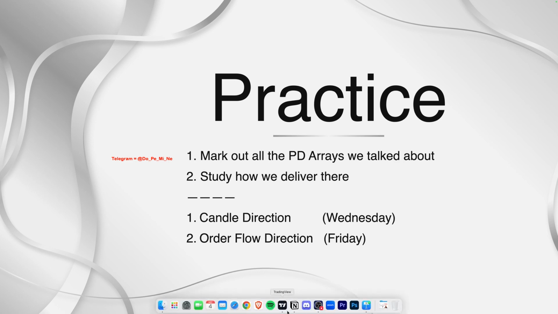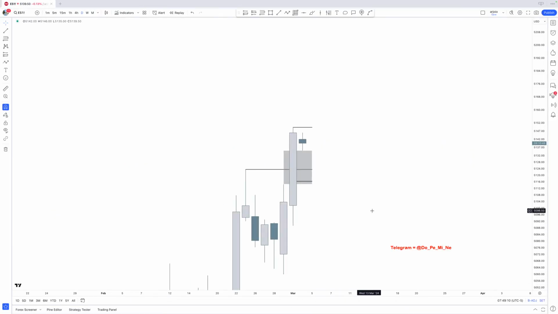But by marking out PD arrays at first, and to be honest and to tell you, this is how I came to the understanding. This is where it all started for me. Whatever I did and how I did it, when I got to my understanding, is the first thing I did. I got to the understanding of PD arrays and I marked out every single PD array that I knew of in my chart and that I wanted to use. And then eventually it becomes studying how we deliver there, how we use those PD arrays. So by first being aware of all the PD arrays we have and then seeing how we react off of those, it becomes a lot easier to understand.